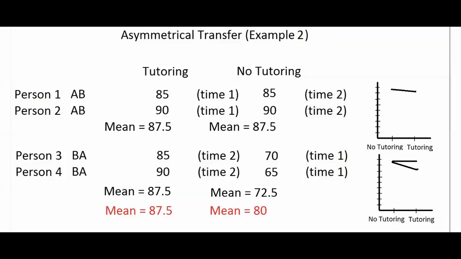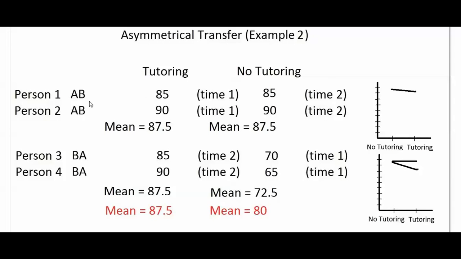Here's another example of asymmetrical transfer. It's an interaction between the independent variable and the order of conditions. Just like the first experiment, this experiment only has one independent variable, which is the tutoring. We have a tutored condition and an untutored condition, and we're recording exam scores. These two people, who were assigned to the A-B order, took the test with tutoring at time 1 and with no tutoring at time 2. These two people who were assigned to the B-A order took the test with no tutoring at time 1 and with tutoring at time 2.